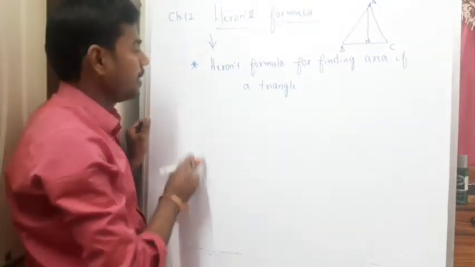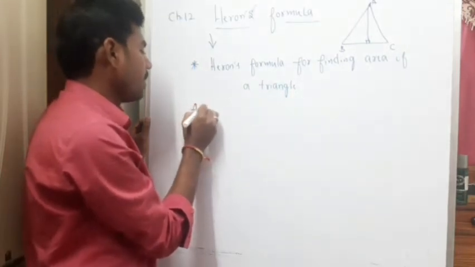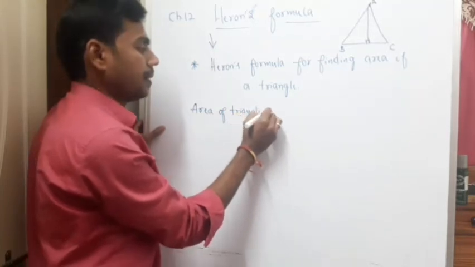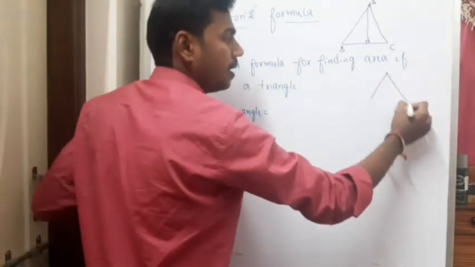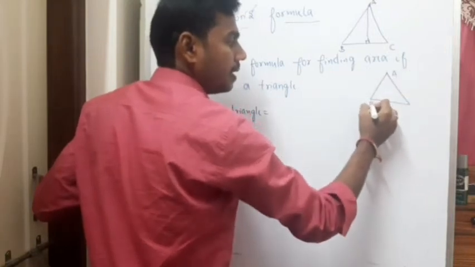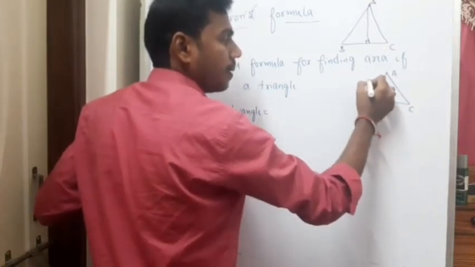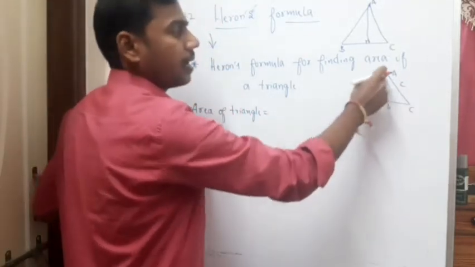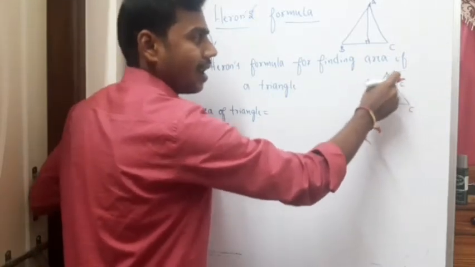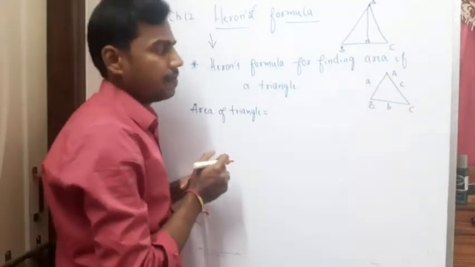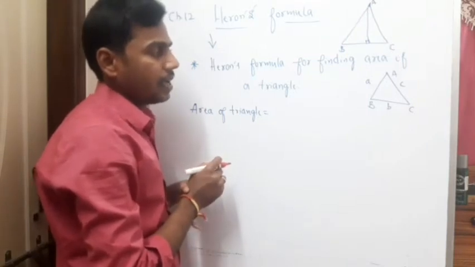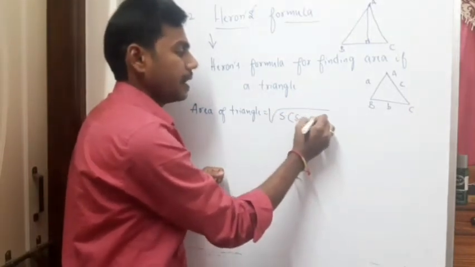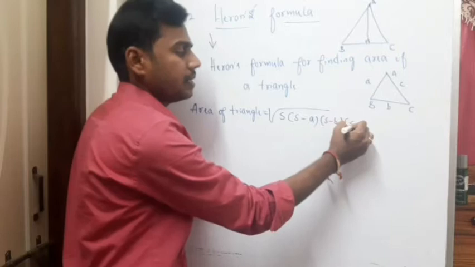The area of a triangle is given by, if ABC is a triangle, with AB as A, BC as B, AC as C. This is a triangle, and these three are the lengths of this particular triangle. A, B, C are the lengths of triangle ABC. Now the formula is given by the square root of S into S minus A into S minus B into S minus C.